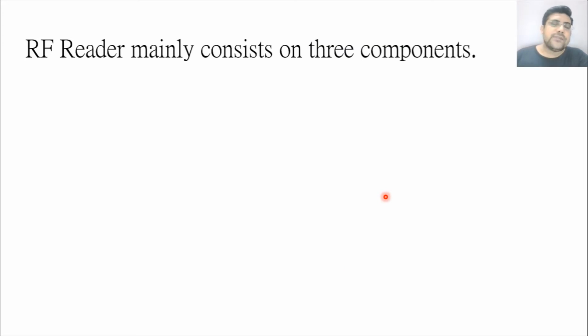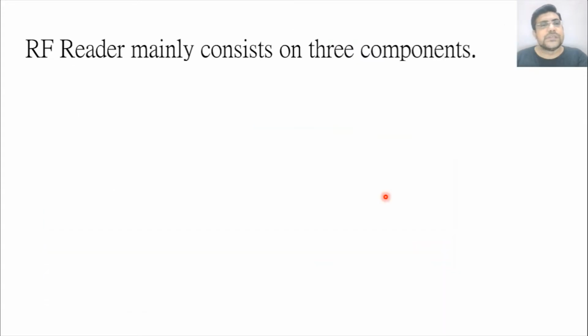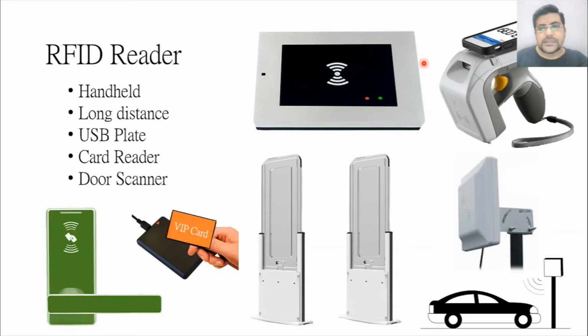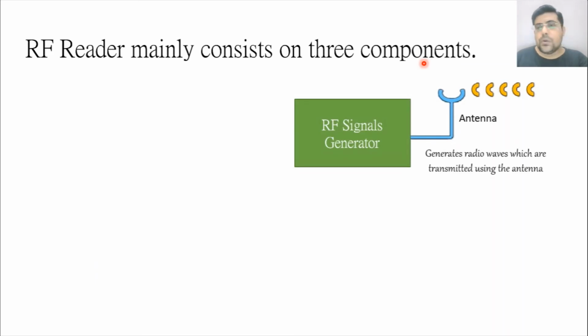So we have talked about the types of RFID reader, and now we are going to discuss the RFID reader components. What are the components available within all these readers? There are three components. One is the RFID signal generator, and it generates radio waves which are transmitted using the antenna. So it is attached with some antenna, and they generate radio waves.